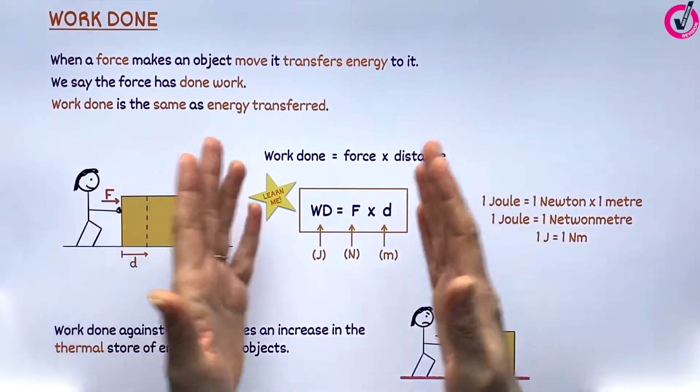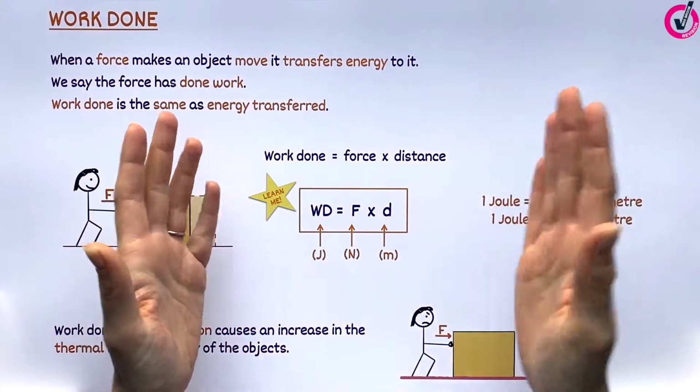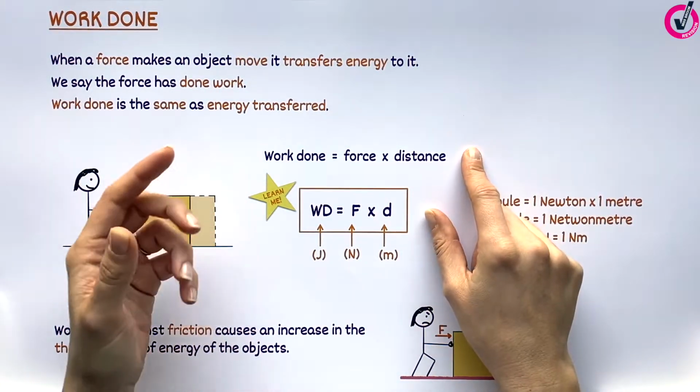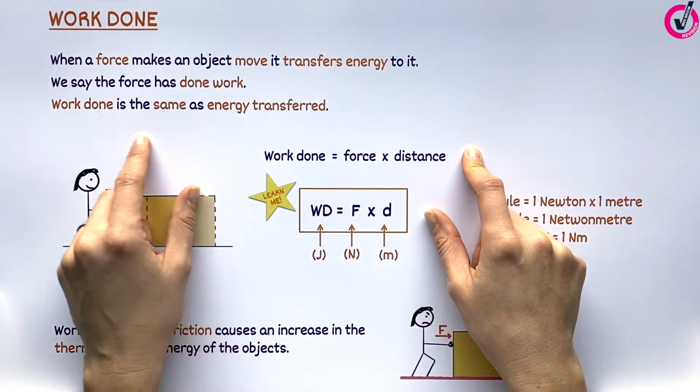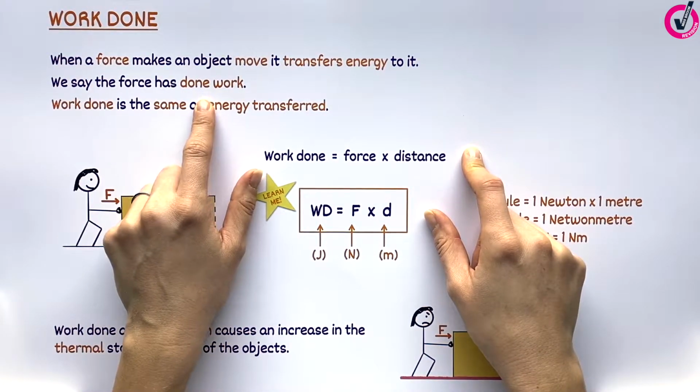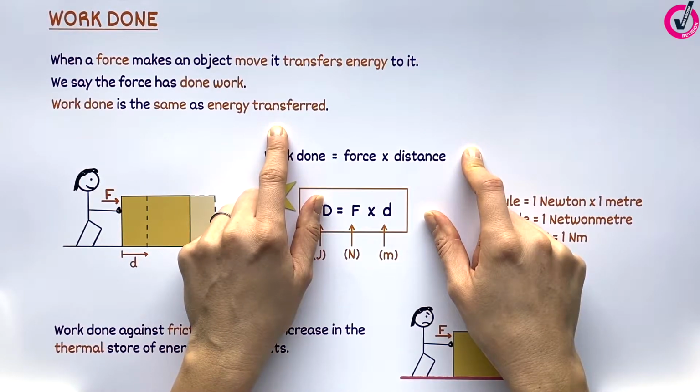We know from paper 1 that forces are a way of transferring energy from one store to another. When a force makes an object move, it increases the kinetic store of energy of the object. We say the force has done work. Work done is the same as energy transferred.